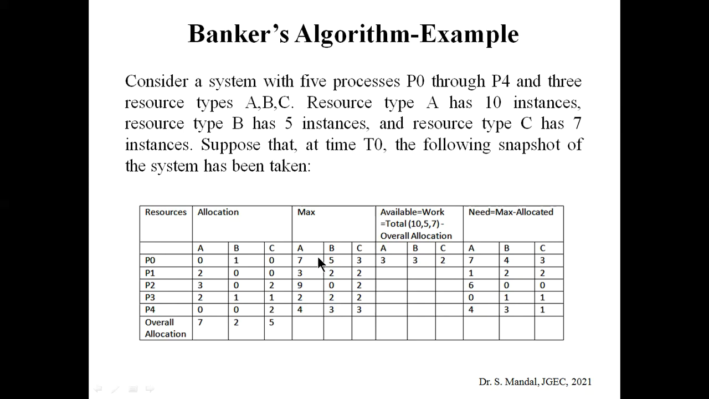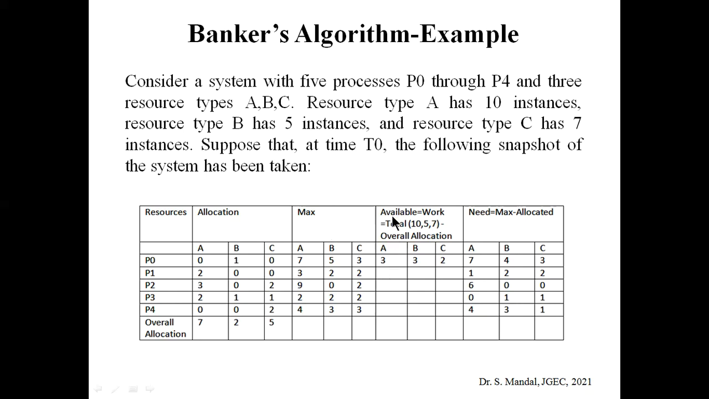So what does it indicate? P0 needs a maximum of 7 instances of A, 5 instances of B, and 3 instances of C, and similarly P1 requires 3 instances of A, 2 instances of B, and 2 instances of C, and so on. So this one is the initial condition. We just put these values initially for allocation and max, so allocation and max are already provided to us.